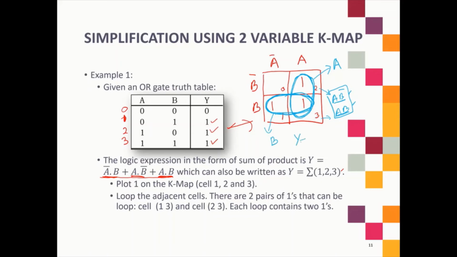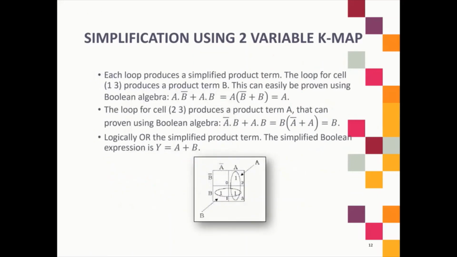So the last step, you need to OR both product terms, both simplified product terms yang you dah keluarkan tadi. So in this case, Y equals A plus B. So this is the simplified expression for this truth table. This is how you simplify your truth table by using K-map. So that is the step. This is the explanation for the simplification. Samalah apa yang saya ceritakan tadi.